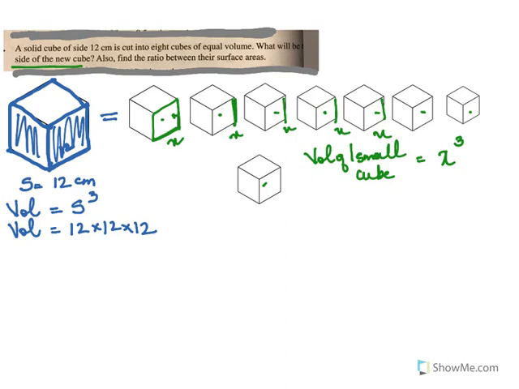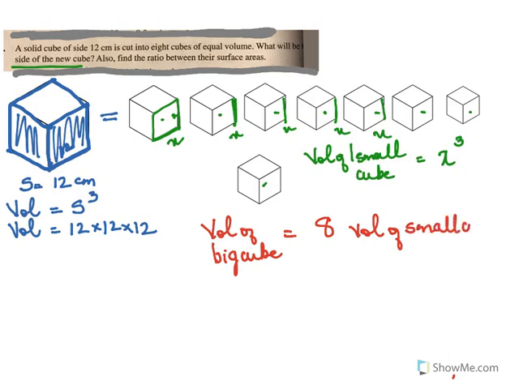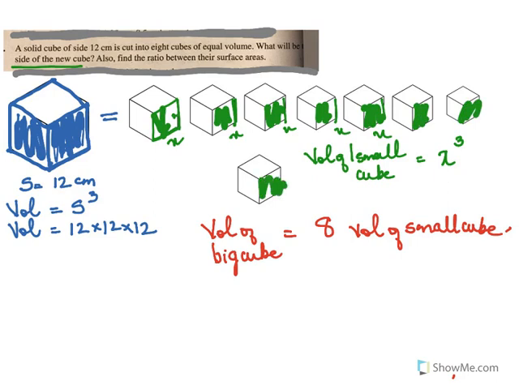Now what is the equation we can make here? We know that the volume of the big cube is cut into 8 small cubes. So the volume of the big cube is equal to the volume of 8 small cubes, because this entire thing here is cut into these smaller cubes. This one, then this one, 8 cubes.